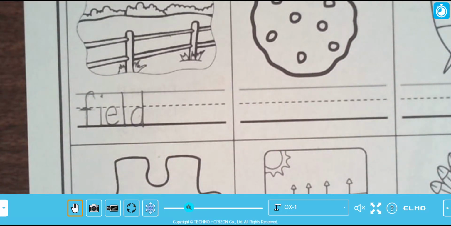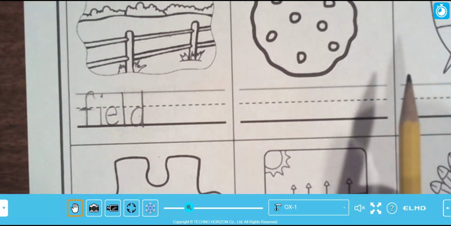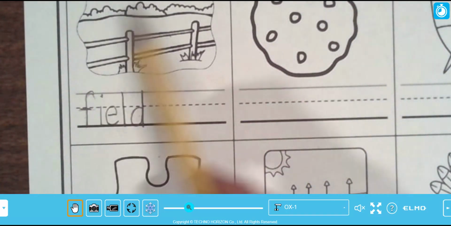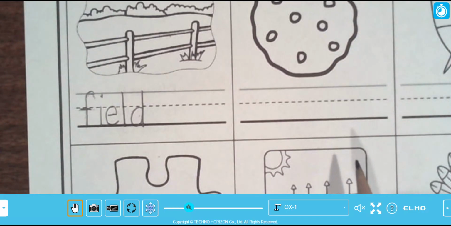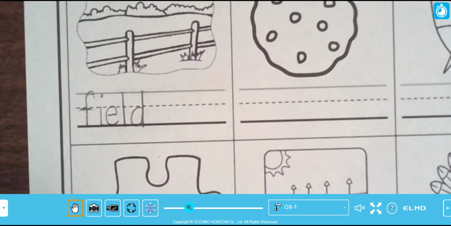Go ahead and write the word field. And as you're writing down the word field, I'm going to give you a sentence. So the field was covered with flowers. Field. So field is a long area of land, usually with grass on it. So a field is a big area of land with not a bunch of trees, just a bunch of flat land and with flowers or grass on it.